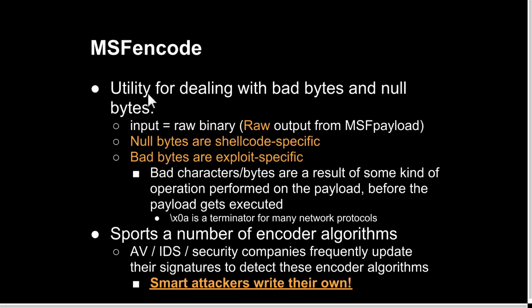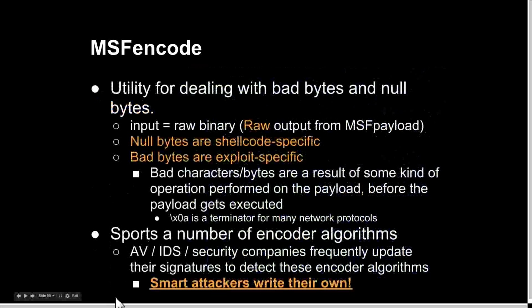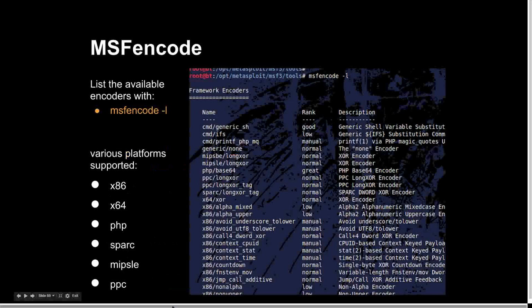To combat this problem, MSF encode supports a number of encoder algorithms. And like I said, the security industry frequently watches these publicly available encoder algorithms so it can find all combinations of signatures to protect against them. Because nothing hurts your business more than some pen tester rolling up to one of your clients and just using everything out of the box and working to pwn their systems. And since they do that, smart attackers write their own. So those of you who have chosen to do that for your term project, kudos to you.